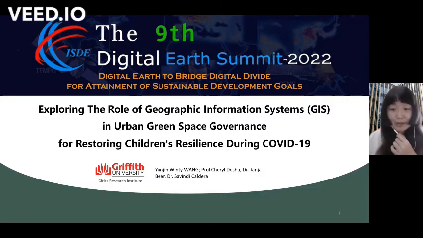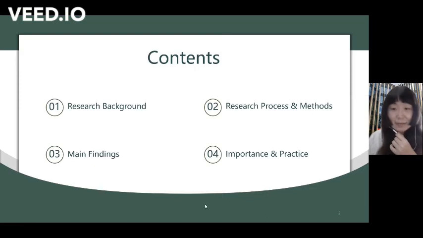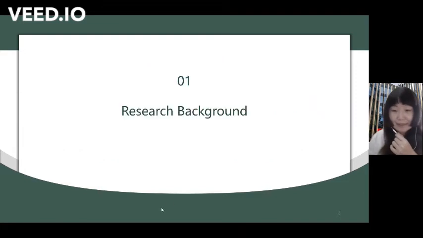The topic of our research paper is Exploring the Role of GIS in Urban Green Spaces Governance for Restoring Children's Resilience during COVID-19. In today's presentation, I will start with the following logic: research background, research process and method, main findings, and importance and practice. Let's start with the research background.